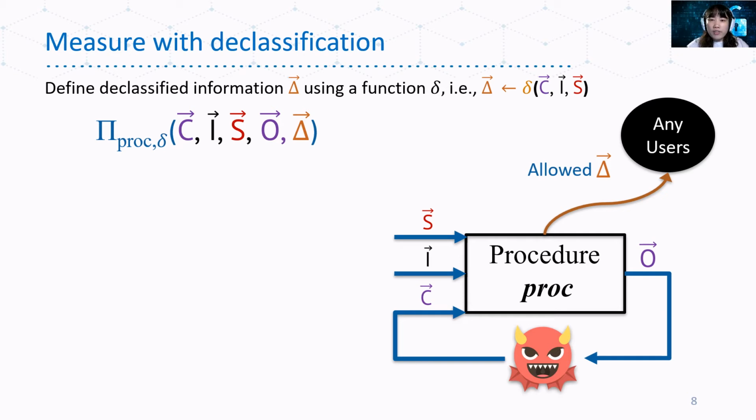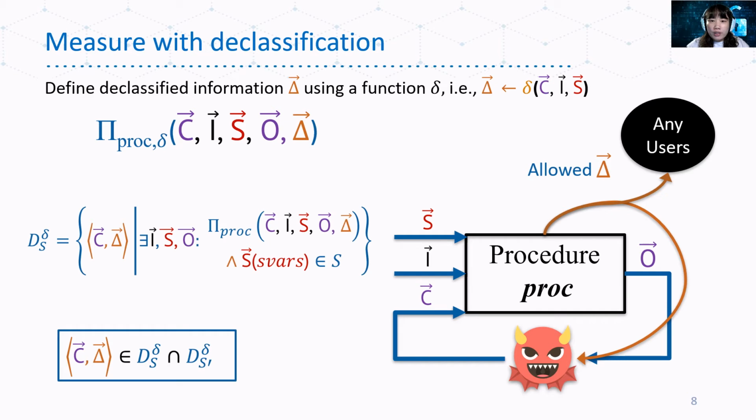Then we can combine this delta information into our postcondition to represent the procedure, and the new postcondition will represent all possible attacker-controlled, secret, observable, and declassified information that are available in this procedure's execution. Then we can define a new set D sub S to represent all possible attacker-controlled and declassified information when the secret comes from a secret set S.